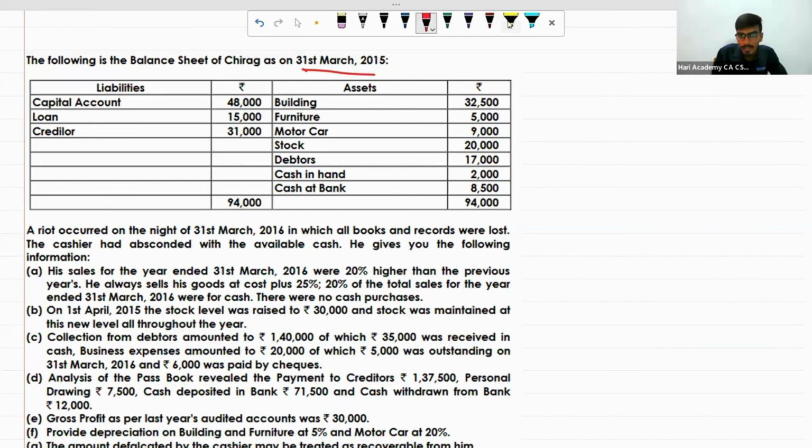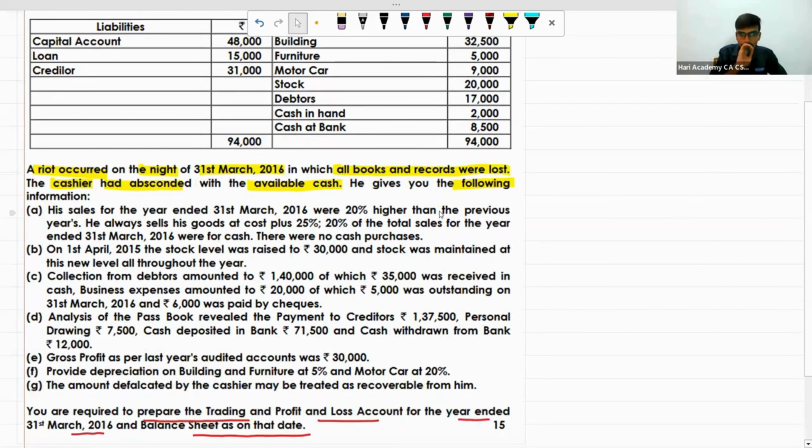And the most important point they have given is that a riot occurred on the night of 31st March 2016, in which all the books and records were lost. Due to some riots, the books and records are lost. The cashier, on the basis of the riot, has absconded with the available cash. He has left the country, and he gives you the following information. The cashier has left some information.